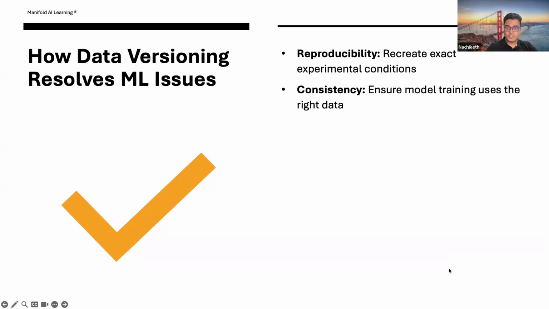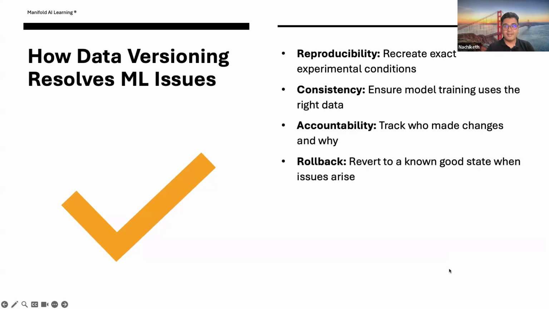And with the versioning in place, it also helps us with accountability, where we can track who has made specific changes, and why, and what change they have made. And as I mentioned already, we can revert to the known good state whenever any issues arise. Now, in order to implement this data versioning in machine learning and generative AI projects, we have various tools in the market and we generally use them in our MLOps journey.